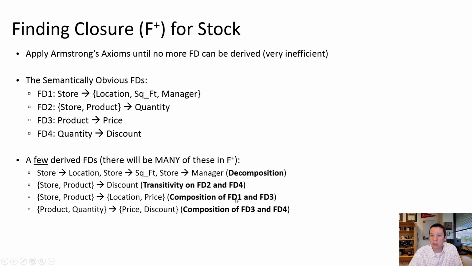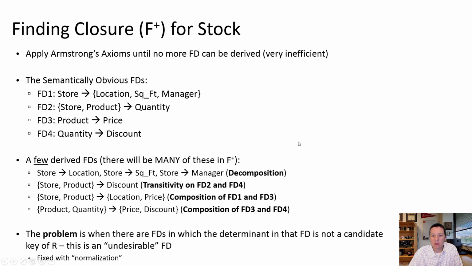We could use composition of FD1 and FD3 to say store and product together can be used to functionally determine location and price. Or we could do composition of functional dependency 3 and 4 and say product and quantity together can functionally determine price and discount together. Okay, this is just a small sample of some of the functional dependencies that would be found in the closure of F. Now, this is the really important part.